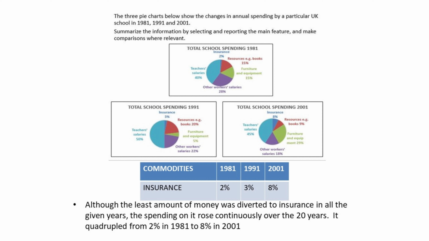Although the least amount of money was diverted to insurance in all the given years, the spending on it rose continuously over the 20 years. It quadrupled from 2% in 1981 to 8% in 2001. So quadrupled means a fourfold increase. In 1981, just 2% was invested in insurance, but this rose and became fourfold more in 2001. So this can be a very good word for a good score.